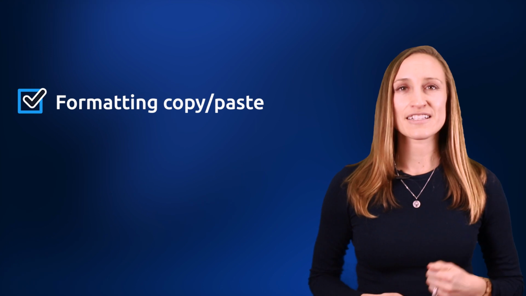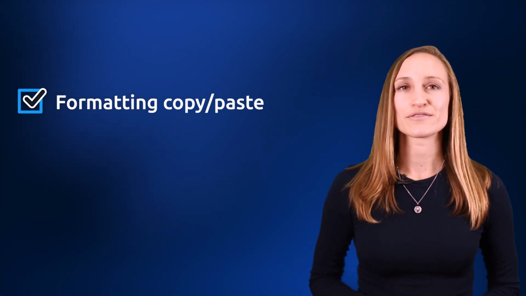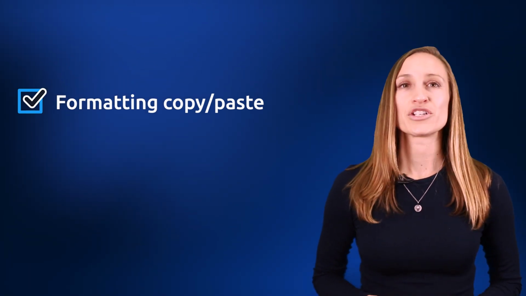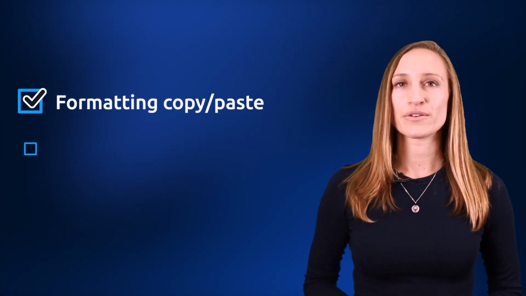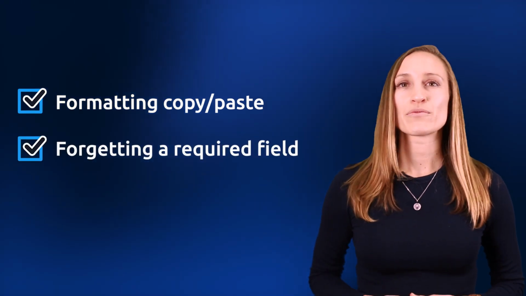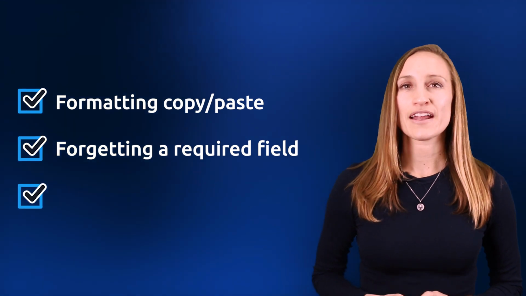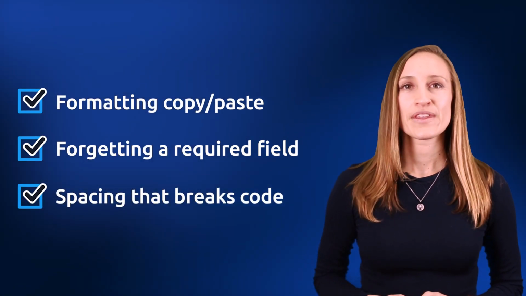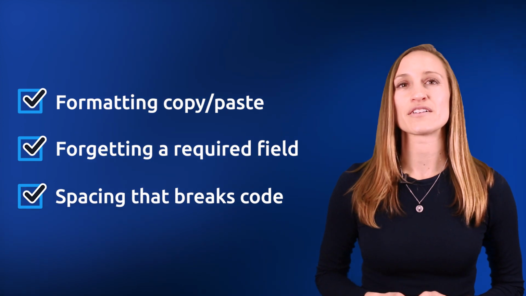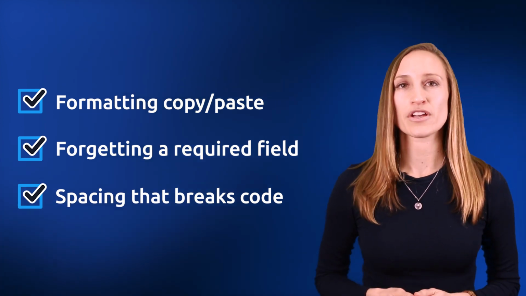Some of the most common Ads.txt file errors that publishers make are pasting text into the document with formatting rather than without formatting, which can add extra characters that break the code. Forgetting one of the required fields for an authorized seller, or improperly adding spacing that breaks the code. Of course, there are tons of other errors that could happen, but these are some of the most common.